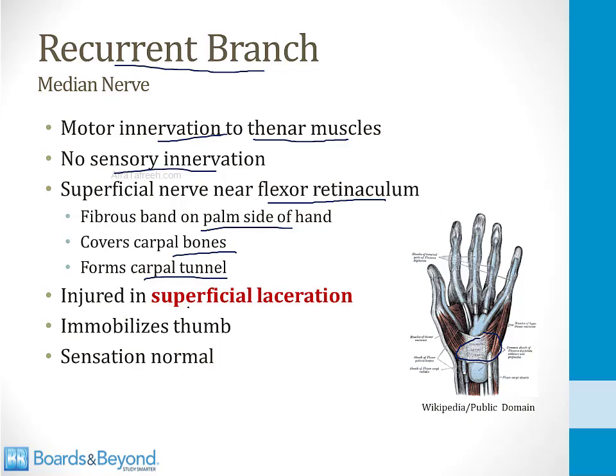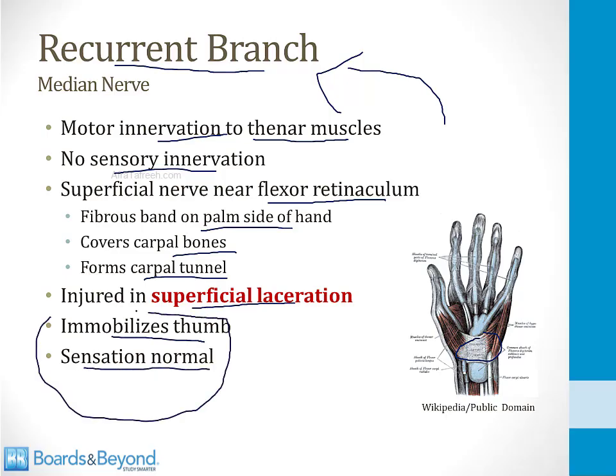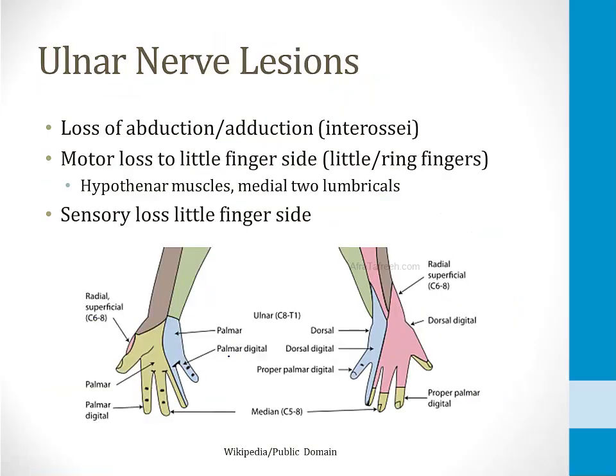So if a patient has a superficial laceration of the hand, sometimes just this branch of the median nerve will be damaged. In this case, the thumb will be immobilized, but sensation will be normal. And you want to remember this for your boards because this is a variant on a median nerve lesion that you may see. Now let's talk about what happens when there is an ulnar nerve lesion.